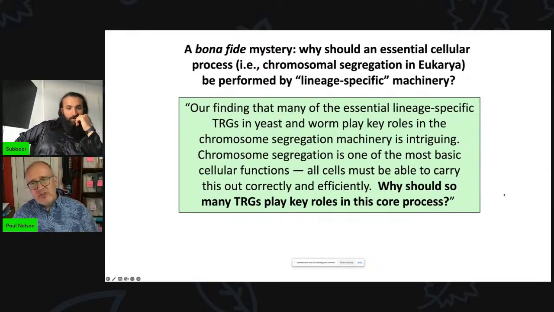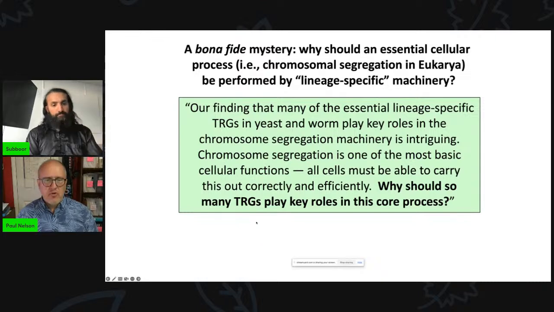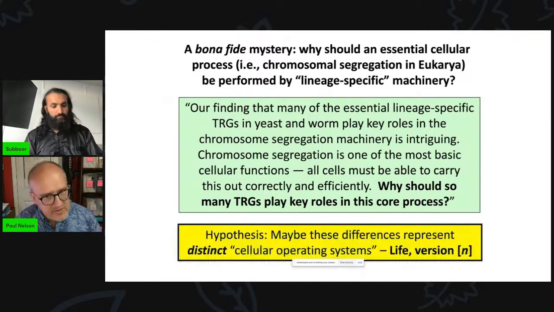And they ask the question that you should ask: why should so many taxonomically restricted genes play key roles in this core process? Well, they don't say this. That is the rectangle in yellow here on the slide. But my tentative answer to that kind of question is, maybe we don't have life as n equals 1. In other words, if universal common descent were the case, we have one sample of life in the whole universe. It's here on Earth as far as we know.